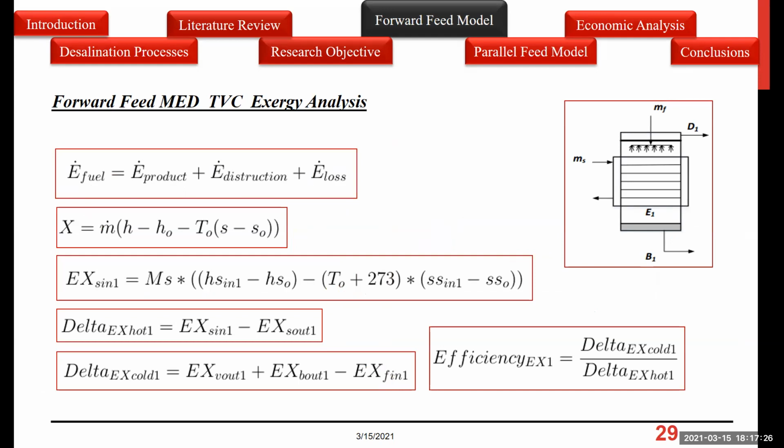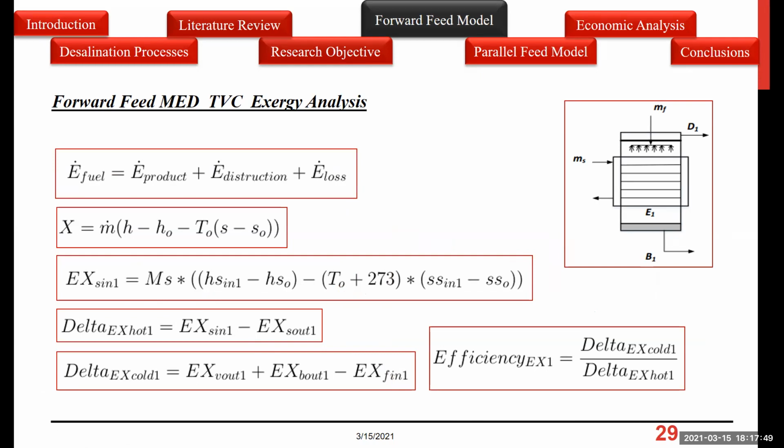And here we are showing that the exergy has different components: exergy production, exergy destruction, and exergy losses, and the expression of the exergy is given here, which is the second equation. Then the exergy differences are being shown here.